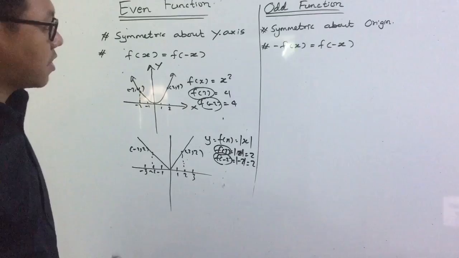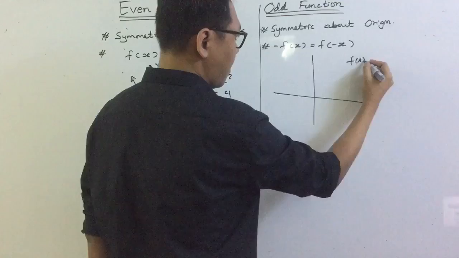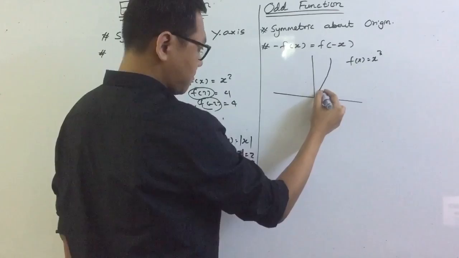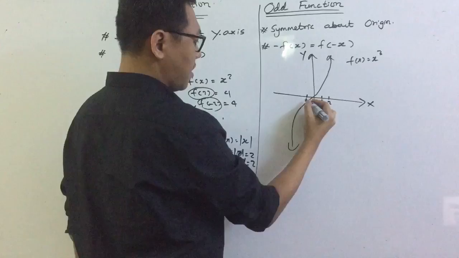Okay, let's talk about odd functions. An odd function is always symmetric about the origin. Let me draw the graph first. Let's say we have f of x equal to x cubed. So the graph will look like this. X, y. Let's do 1, 2, basically, right? 1, minus 1, minus 2.